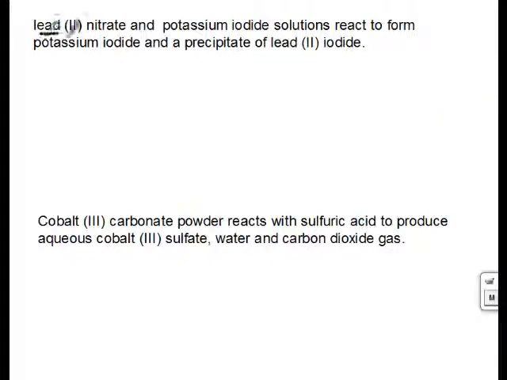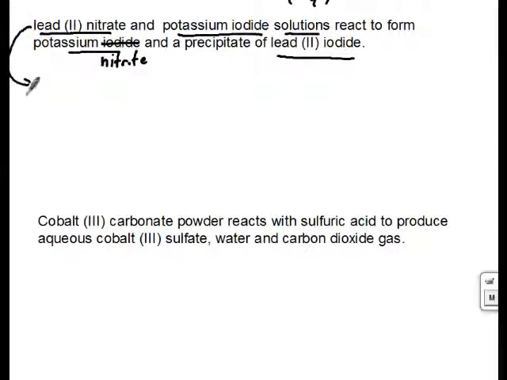This says lead 2 nitrate reacts with potassium iodide solution, which means the state of solutions means dissolved in water. So the state is AQ, it's aqueous. It's not solid, liquid or gas, it's AQ for aqueous, which means dissolved in water. So those 2 solutions react to form potassium iodide and a precipitate of lead 2 iodide. Obviously that can't happen, that should be potassium nitrate. How silly. Anyway, so that's our chemical reaction. We need to write that down.